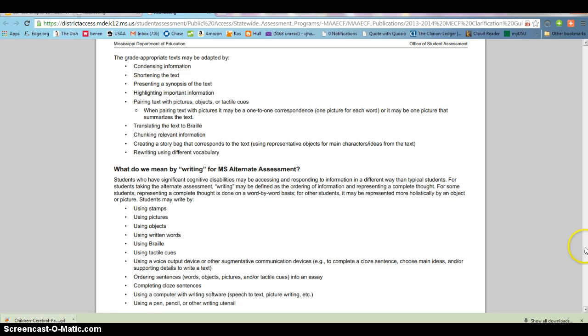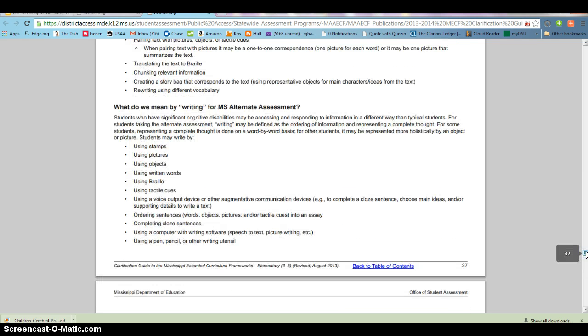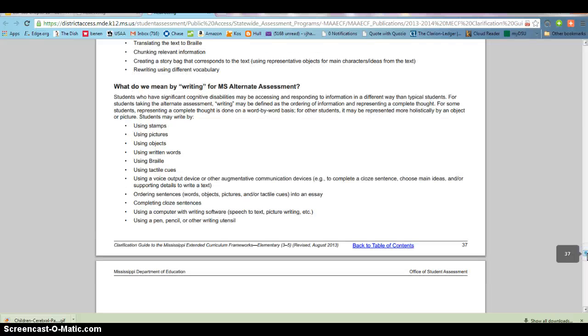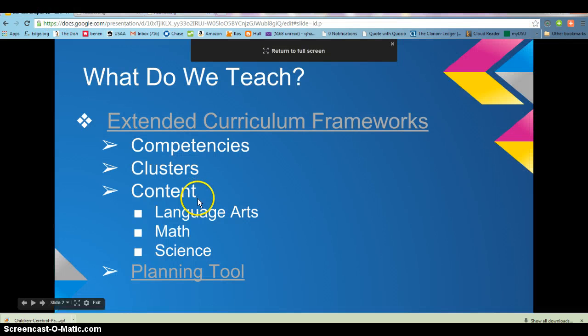For writing, we also have alternatives. We can use stamps. We can use pictures. We can use tactile cues. We can use voice output devices. We can put sentences in a different order. We can let them use computer programs. All of those are ways that you can adapt for writing. And then there are similar adaptations for math and similar adaptations for science.